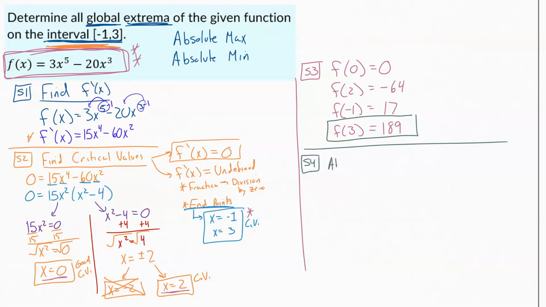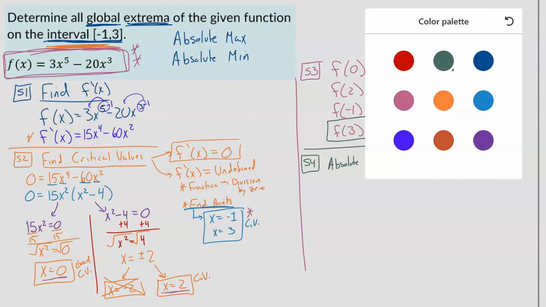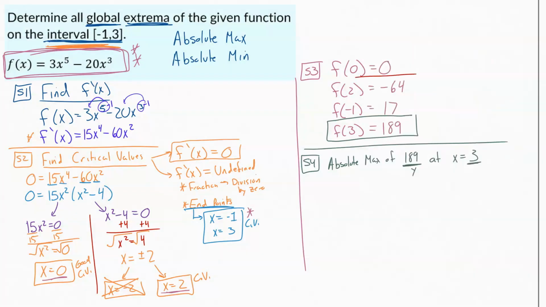And so you would say you have an absolute max of 189, the y value at x equals 3. So remember, the y value is always what that max or min is. The x value is when it occurs. Then on this one, our absolute min, the smallest y value, would be at 2 right there, at -64. So we would say we have an absolute min of -64 at x equals 2.